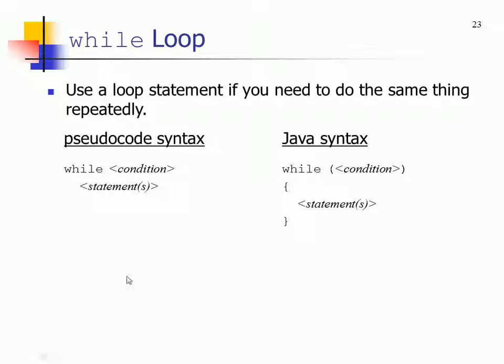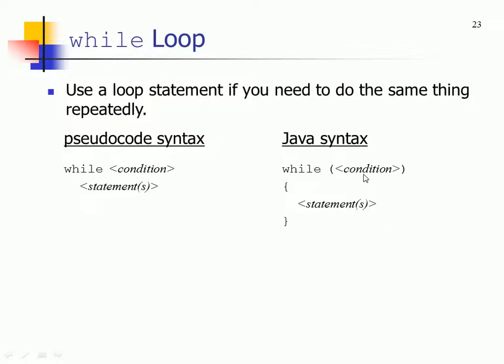The syntax for a while loop is while some condition, do something. In Java, it's while, condition in parentheses, then our statements inside of braces. So the condition has to evaluate to what? Can it be a string? What do you think? You're comparing a variable, but it has to evaluate to true or false. So this loop will continue as long as the condition is true.